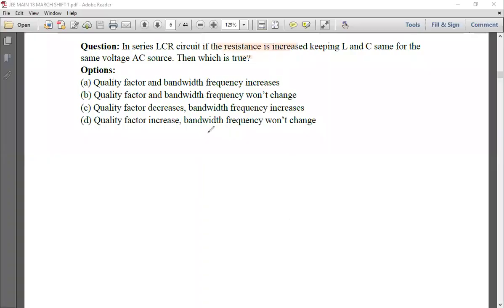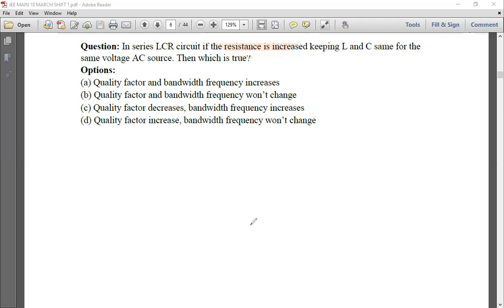So see here the next question. In series LCR circuit, if the resistance is increased keeping L and C same for the same voltage AC source, then which is true? Quality factor and bandwidth frequency increases. Quality factor and bandwidth frequency won't change. Quality factor decreases, bandwidth frequency increases. Quality factor increases and bandwidth frequency won't change.